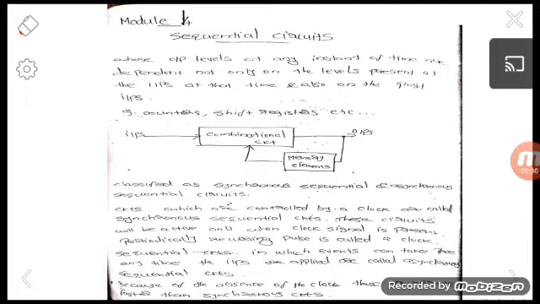Sequential circuits are those whose output levels at any instant of time depend not only on the levels present at its inputs at that time, but also on the past inputs. In the case of sequential circuits, the output depends on the present input levels and also on the past input. But in the case of combinational circuits, the output depends only on the present inputs. That's the main difference. Some examples are counters, shift registers, etc. We will discuss them later.